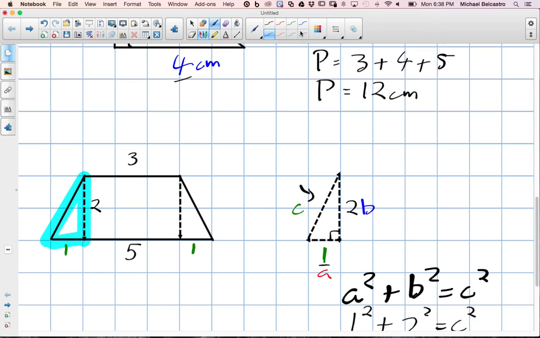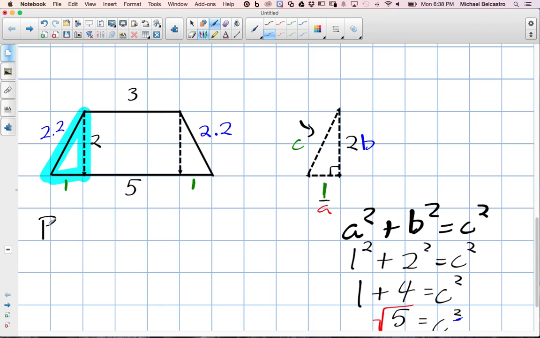So when we go back to our trapezoid, this side length is 2.2. And because the triangle is identical on the other side, this side length is 2.2. Now, how do we find the perimeter of this shape? What sides do we use? For instance, how long is this side? 5 centimeters. Okay, so 5 plus, how long is the top side? 3. Good. And then how about this side here? 2.2. And the opposite side? 2.2. Very good. So now we've got to add them all together.